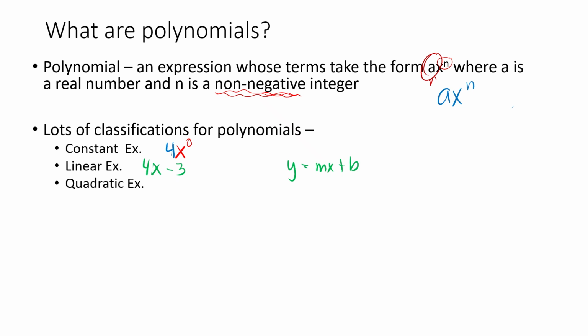We also have quadratic. So a quadratic polynomial, we've introduced this. This might be 2x squared minus 3x plus 1. And you know that is quadratic because of the x squared.